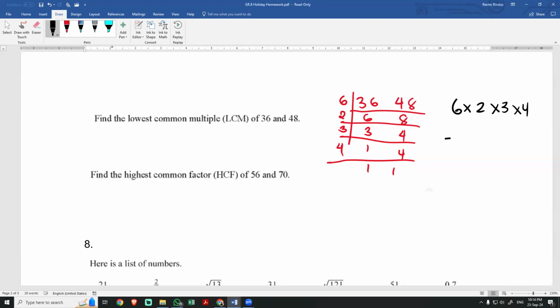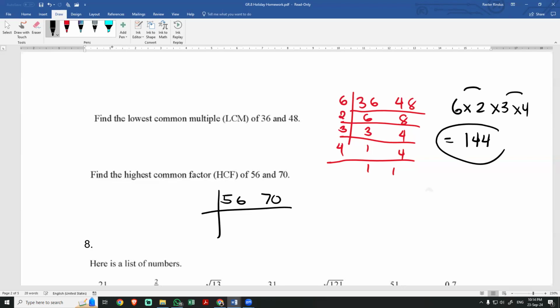If you multiply all of them, 6 times 2 is 12, and 12 times 12 is going to be 144. So your LCM is 144 for these two numbers, 36 and 48. The next question is 56 and 70.